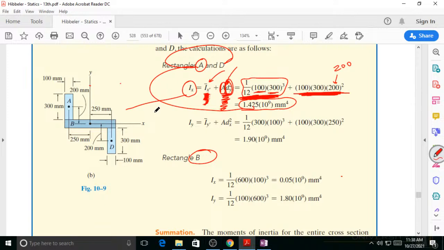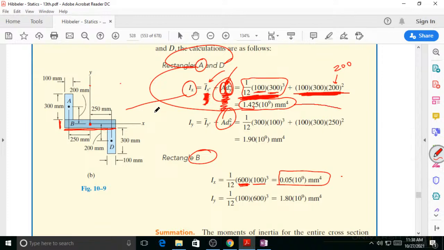Rectangle B, it turns out you're already at the centroid. So you don't have to use the parallel axis theorem to move away from the centroid. So what do you do? 1/12, of course, base, which should be base from here to here, and then height of 100 from here to here. And you get this number.